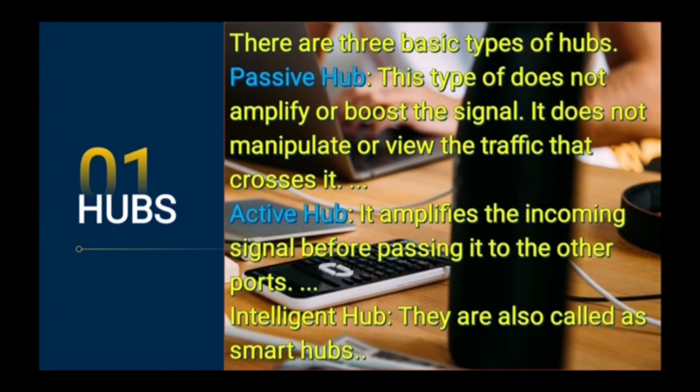There are three types of hubs: passive hub, active hub and intelligent hub. Passive hub. This type of hub does not amplify or boost the signal. It does not manipulate or view the traffic that crosses it. It acts like a dummy, so it will not do any very important part. That is known as a passive hub.